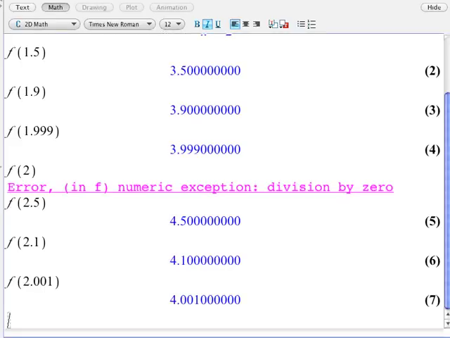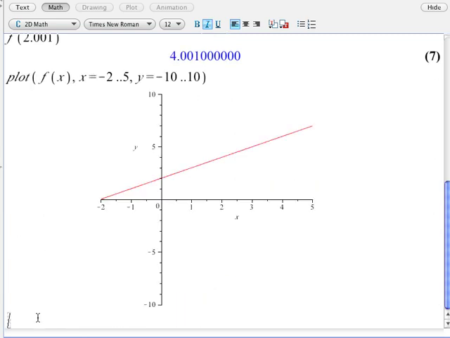Now, we can graph this very quickly in Maple. So I'm just going to say plot f of x, x equals, I don't know, how about -2 to 5? That should be good enough. And y equals -10 to 10. We can adjust that. So here's my line. When x equals 2, it looks like this thing actually equals 4.